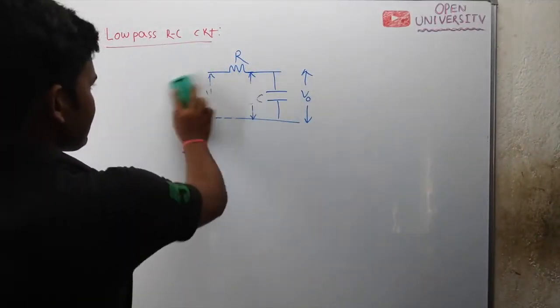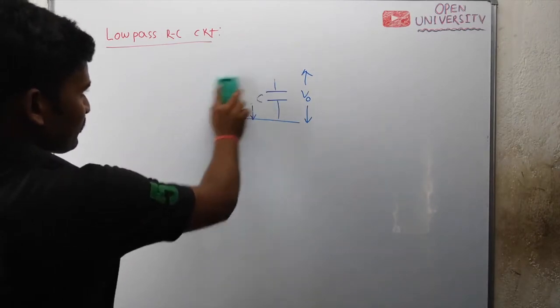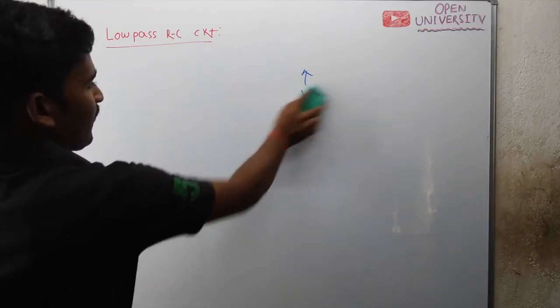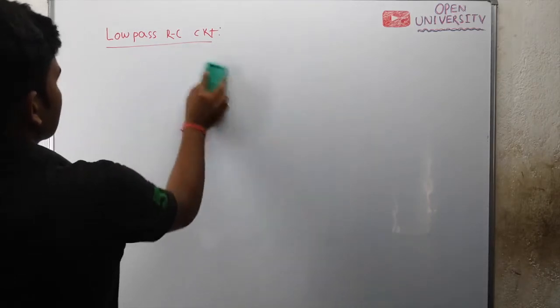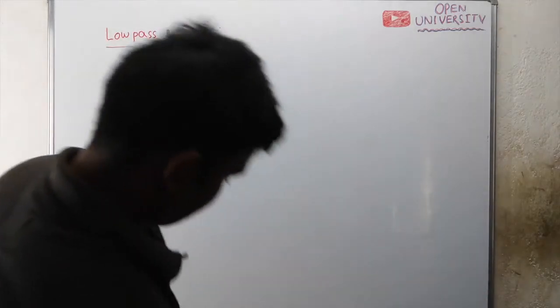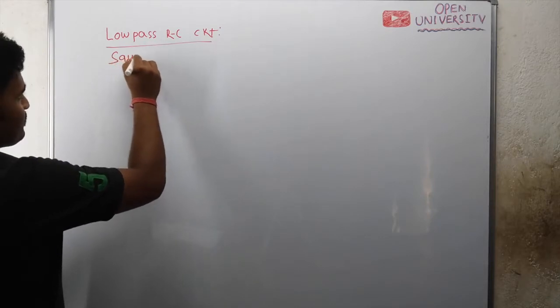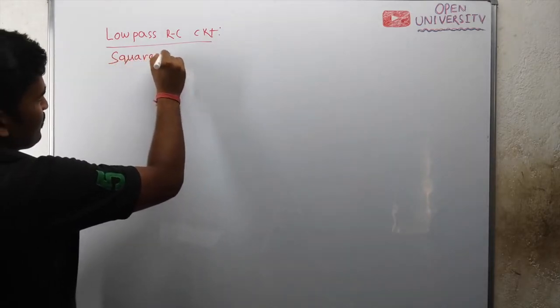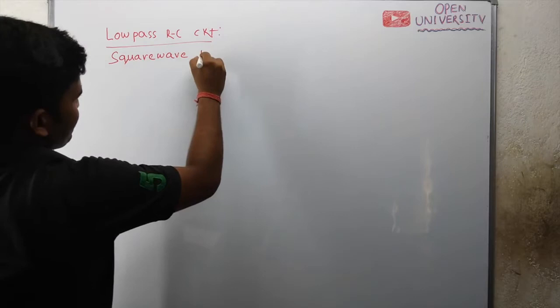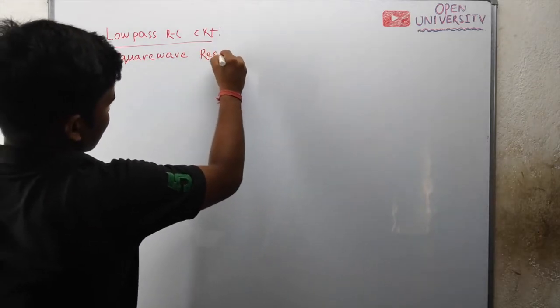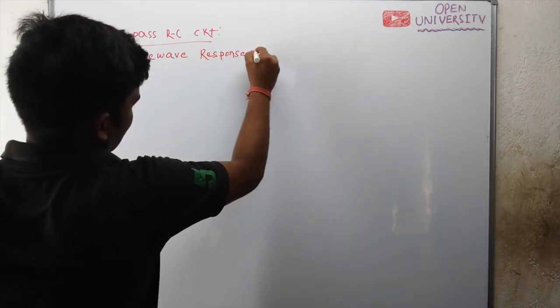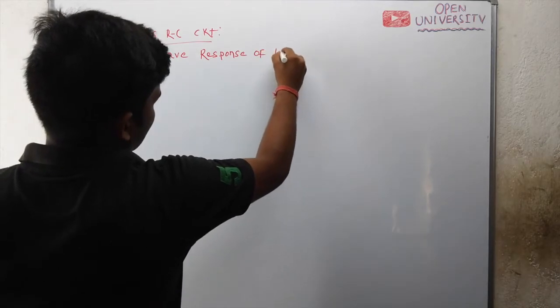When Vi is a square wave signal, what will be its output? The heading: square wave response of low pass RC circuit.